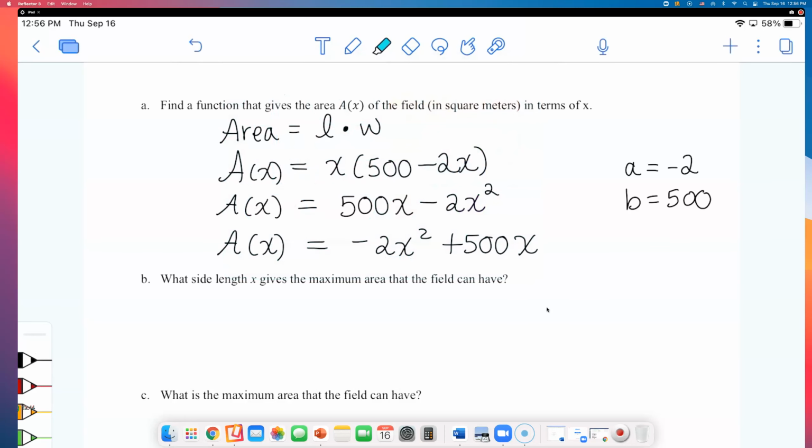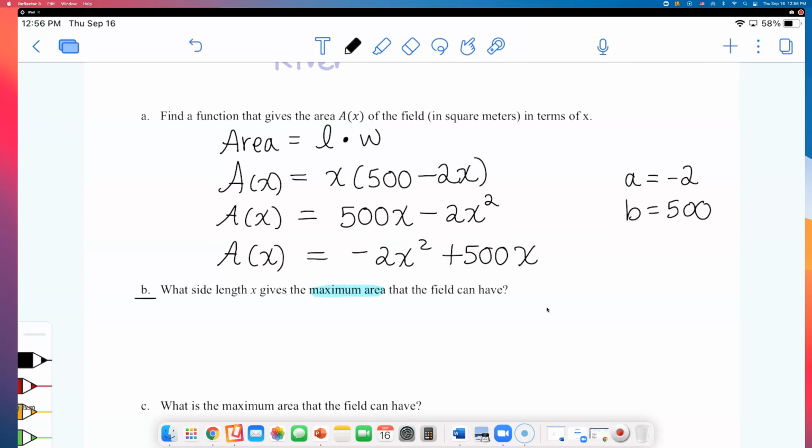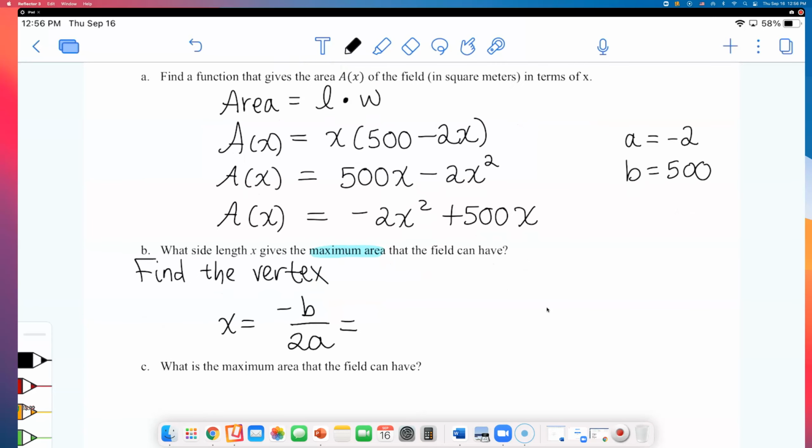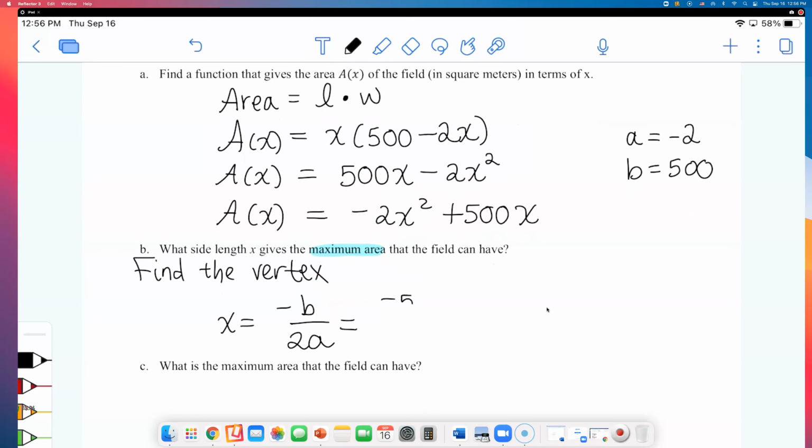Look at the next part. What side length x gives the maximum area? Maximum happens at the vertex. So we're going to find the vertex. Vertex formula is negative b over 2a. And b is 500, so negative 500 goes on top. We do 2 times negative 2 in the bottom. So I have negative 500 divided by negative 4, which is 125.